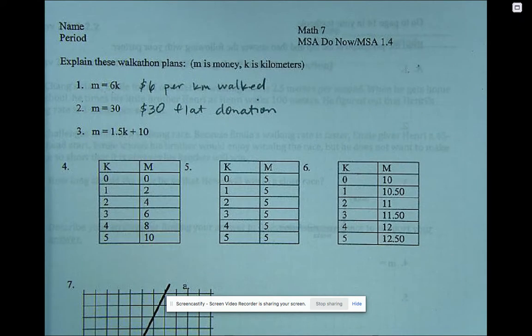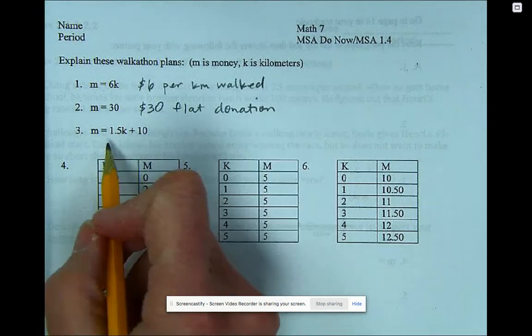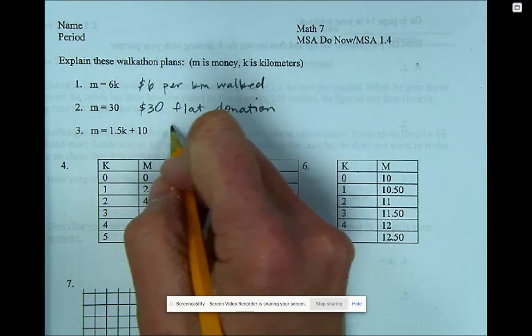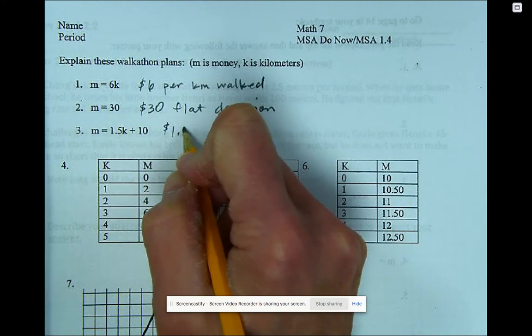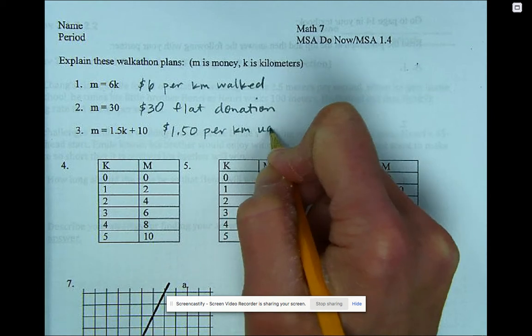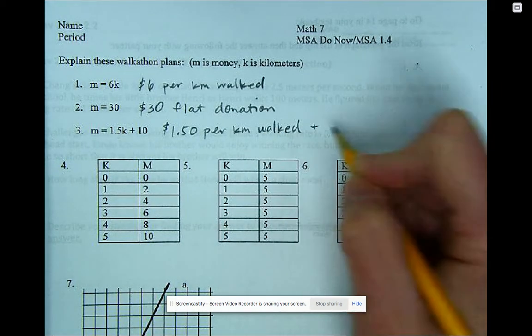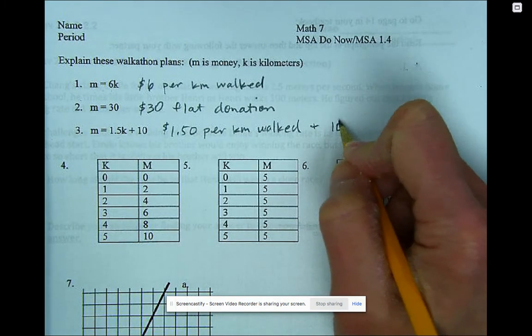How about this one? It's a combination. It says M equals 1.5K plus 10, sorry. What do you think that means? Did you think that since the rate was $1.50, it meant $1.50 per kilometer walked, and an additional $10 donation?